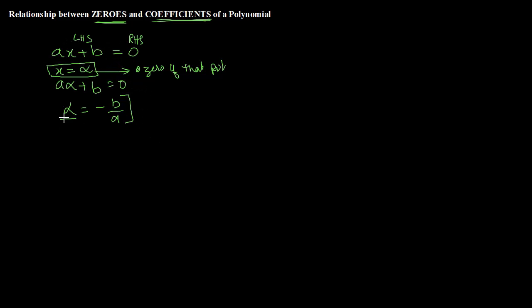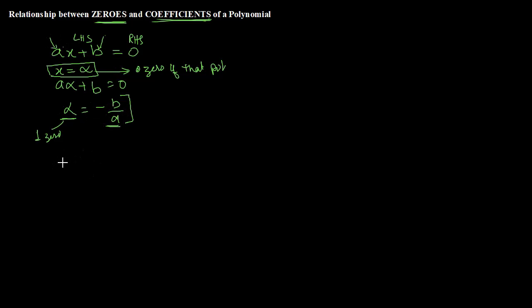In this scenario there is only one zero, because it is degree 1. In terms of coefficients, minus b by a is my constant, based on the coefficients of the polynomial. So let's look at a quadratic polynomial. What happens?